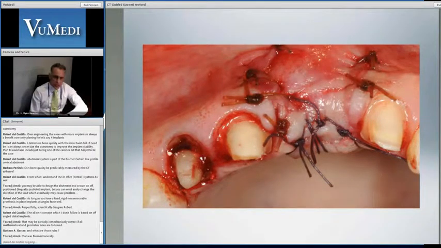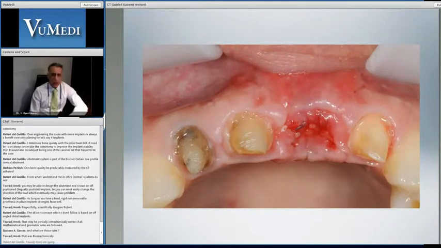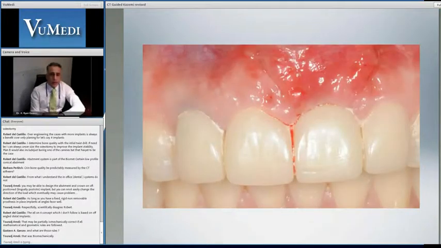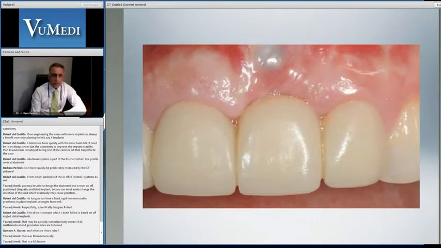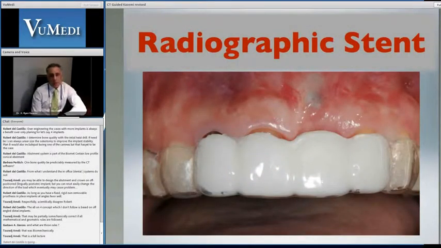At this point, the patient is placed back into the provisional restoration, and this is the appearance at about 2 weeks as the tissues continue to mature. And ultimately, we keep the patient in the provisional restoration, and at this point, this is a 6-month period where we have a good tissue regeneration, and now we're ready to proceed with the implant. So we're going to use our radiographic stent that was made from the provisional restoration.